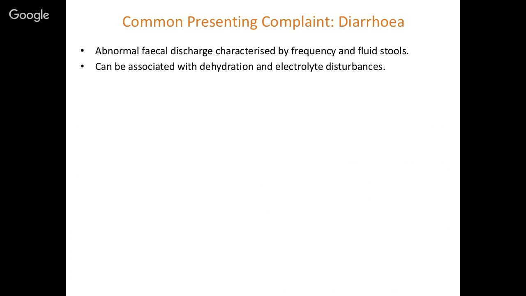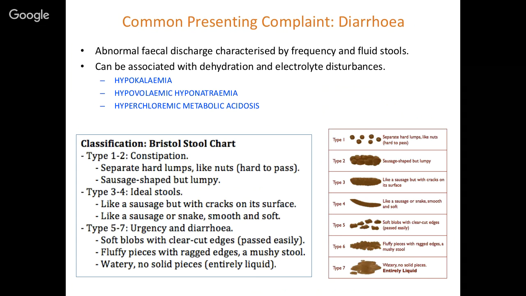Diarrhea is often associated with electrolyte disturbances: hypokalemia, a normal anion gap metabolic acidosis, and loss of fluid and salt. That's the Bristol stool chart. It's a way of classifying the consistency of someone's stool, so it's easy to give them a chart. So in your OSCE, it's always good to mention, I would get the patient to look at a Bristol stool chart and tell me about the consistency of their stools.